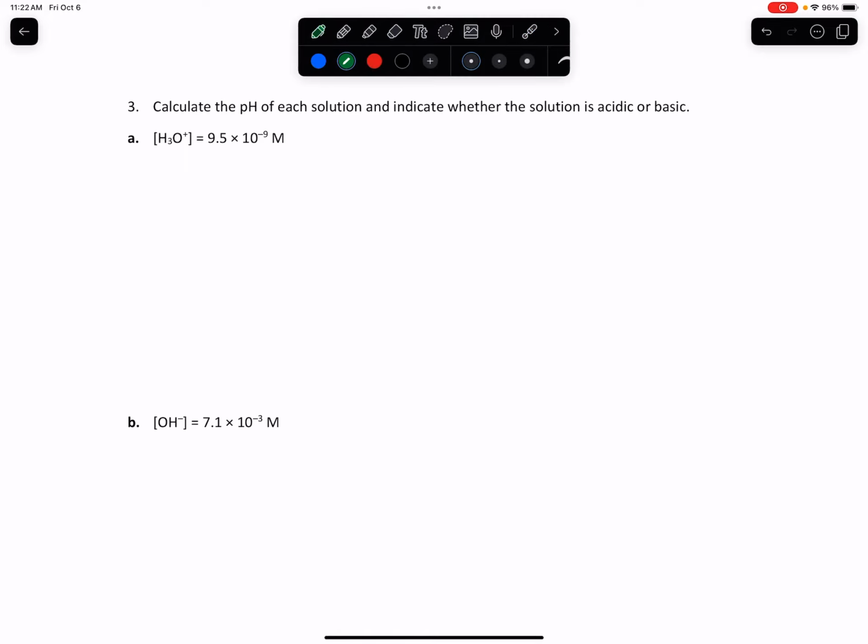In this problem, we're going to calculate the pH of each solution and indicate whether the solution is acidic or basic. A couple of things we need to know before we do this calculation. The formula for the pH is equal to negative log of the H3O plus ion concentration. So we need to apply that formula first.